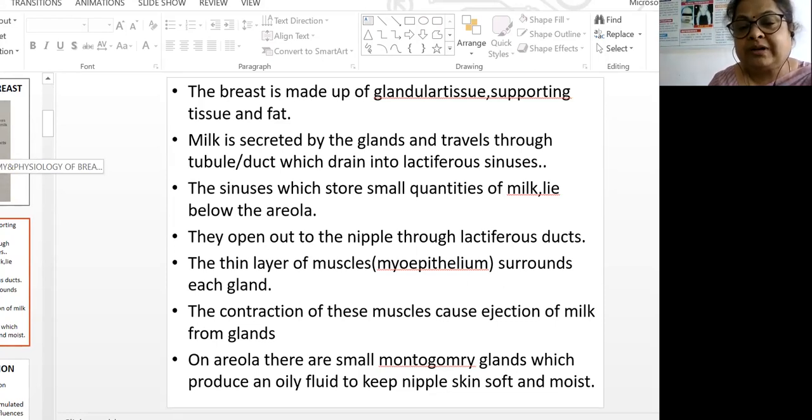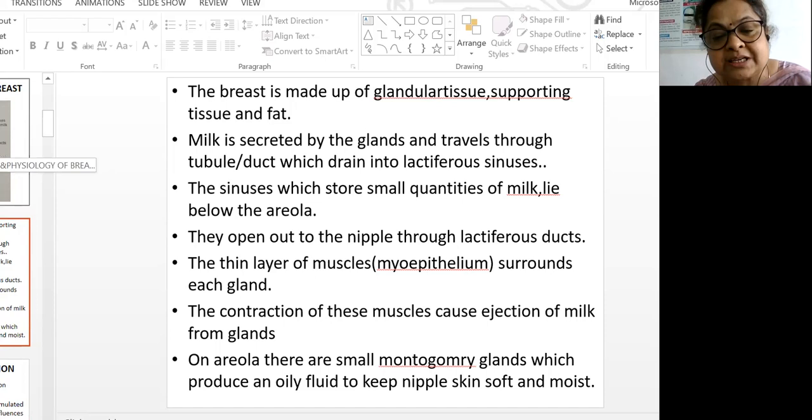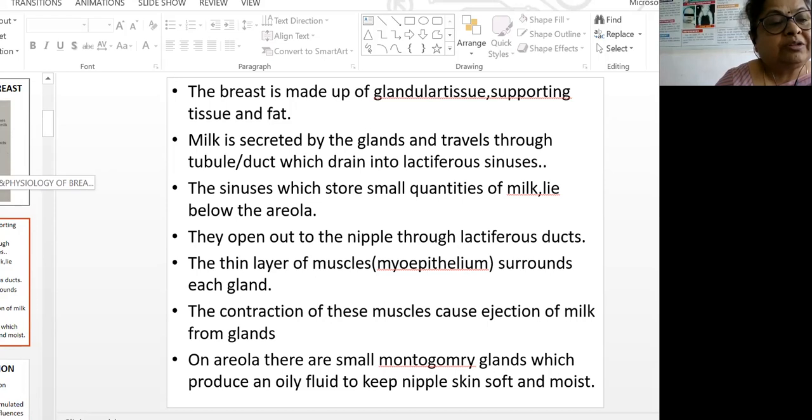They open out at the nipple through the lactiferous ducts, and a thin layer of muscle or myoepithelium surrounds each gland. The contraction of these muscles causes ejection of the milk, and on the areola there are small Montgomery glands which produce an oily fluid to keep the nipple skin moist and soft. So now you are aware that milk is secreted here, surrounded by the myoepithelium, and through this gland it travels into the lactiferous sinus, and then into the lactiferous ducts, and collects in lactiferous sinuses which open at the nipple.